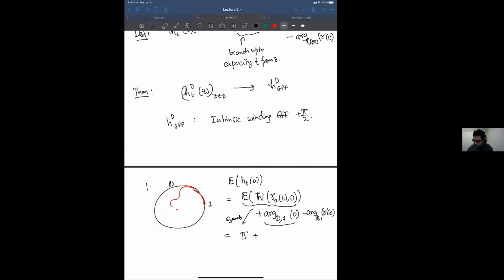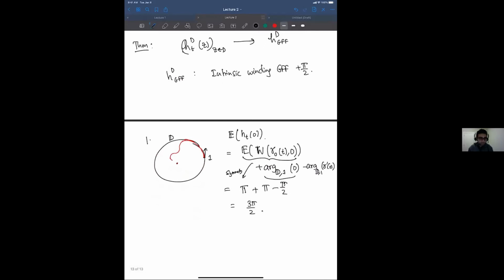Okay. And this quantity is the winding of 0 seen from 1. So this is also pi. And then you have the winding of gamma prime 0, which is pi by 2. So this actually turns out to be 3 pi by 2. Okay, so I hope this calculation is okay. It's the simplest thing one can try to calculate here.